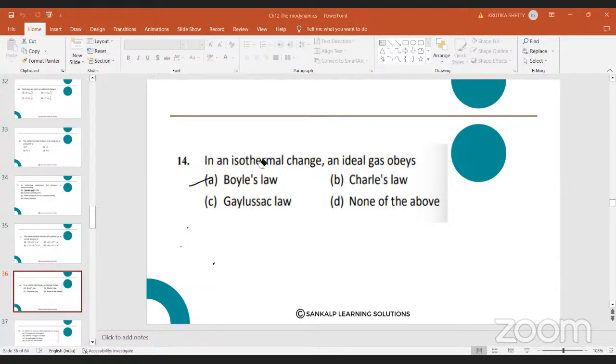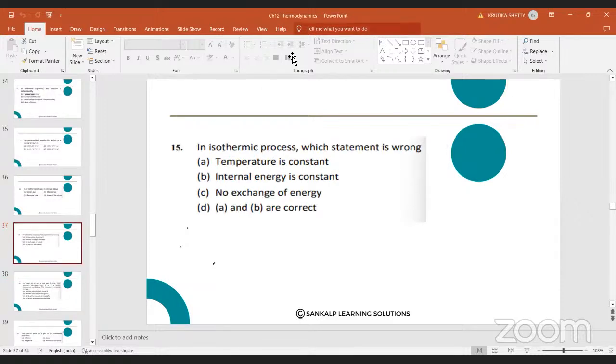The next question is, in an isothermal process, which statement is wrong? Temperature is constant, internal energy is constant, no change of energy, no exchange of energy. A and B are correct.